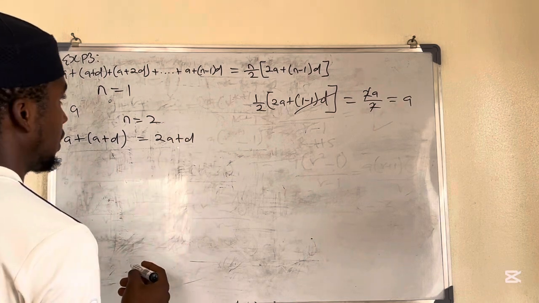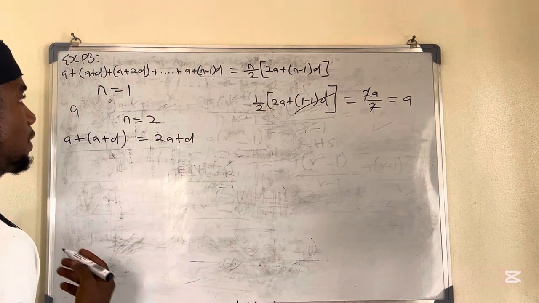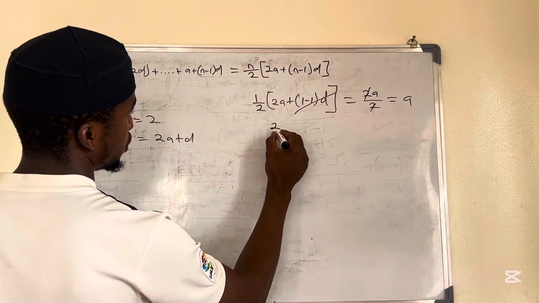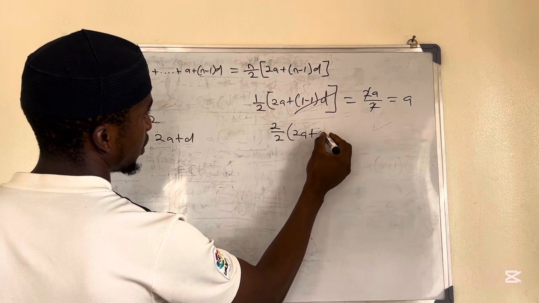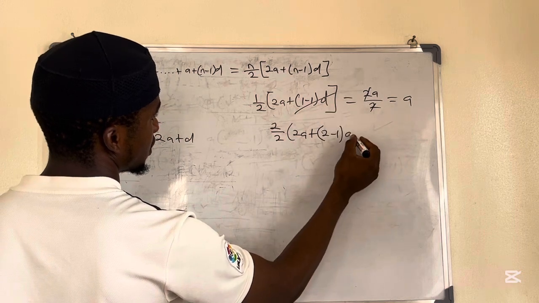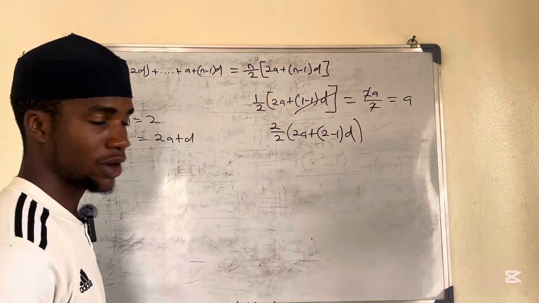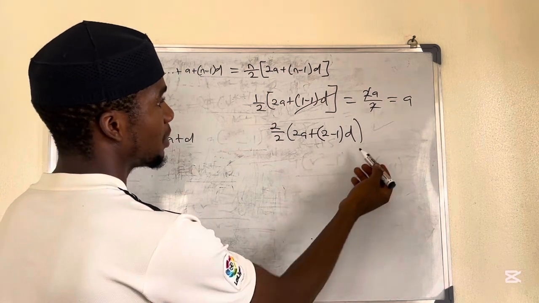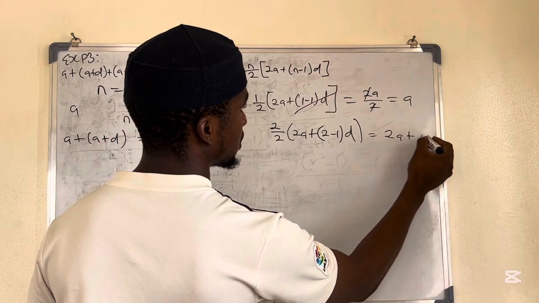Let's see if you are still going to have 2a plus d on the right hand side when we substitute the value of n, which is n equals 2. So we're going to have 2 all over 2, then 2a, then plus into n, we have 2, then minus 1, then our d. So 2 divided by 2, obviously we have 1, then 2 minus 1, we have 1, then 1 multiplied by d, we have d. So we're left with 2a plus d. It's simple.